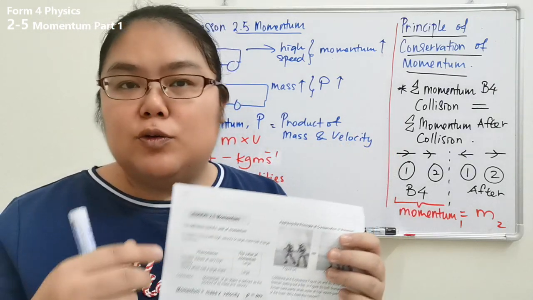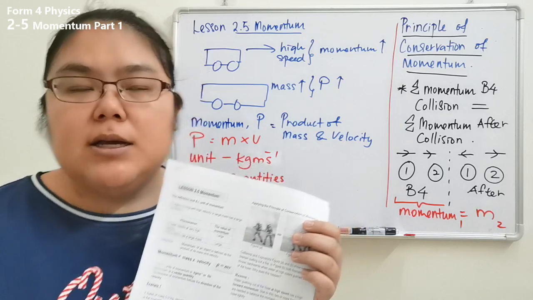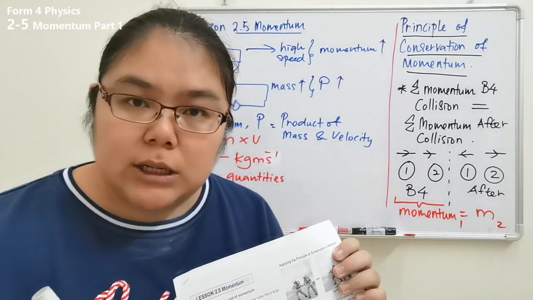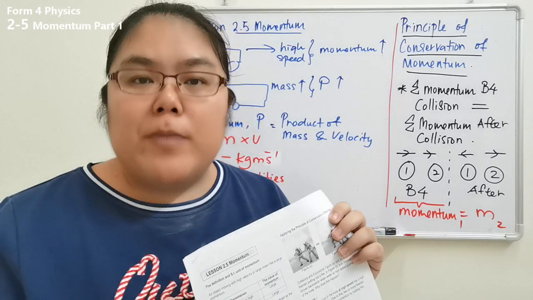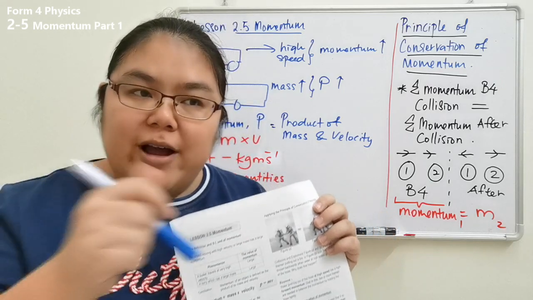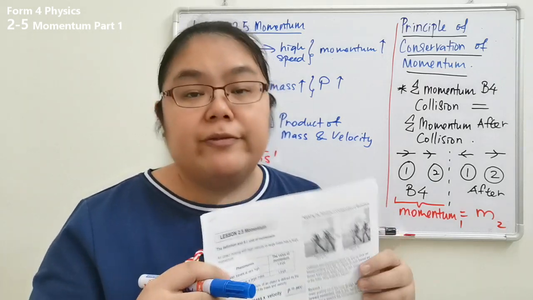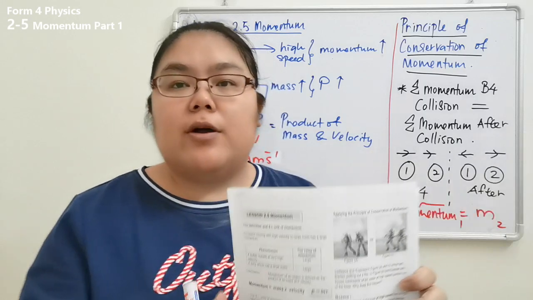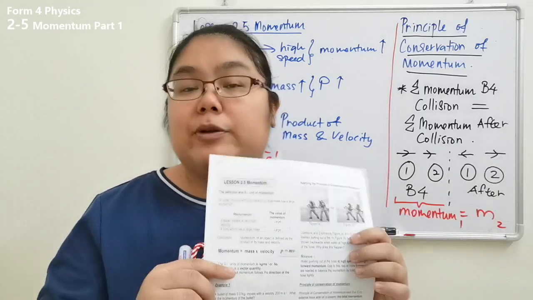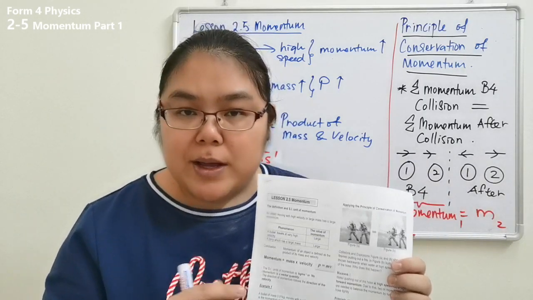Okay, let's say you don't want to print, don't want to waste money. That means you can see it on your computer and follow my lesson. If you want to write something, it's better you print it out first. Okay, so from here we start with chapter 2.5, that's momentum.